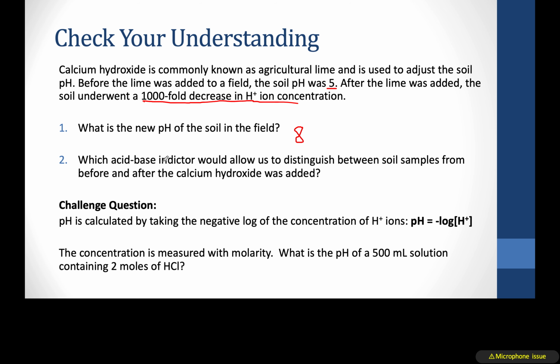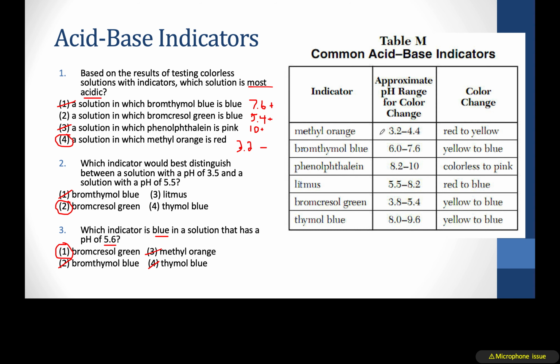Okay, which acid-base indicator would allow us to distinguish between soil samples from before and after the calcium hydroxide was added? So we need to distinguish between a pH of 5 and a pH of 8. Okay, so we're going 5 to 8. So what we want is an indicator that is 2 different colors, one color when it's a pH of 5 and a different color when it's a pH of 8. All right, so let's go back to our indicators here.